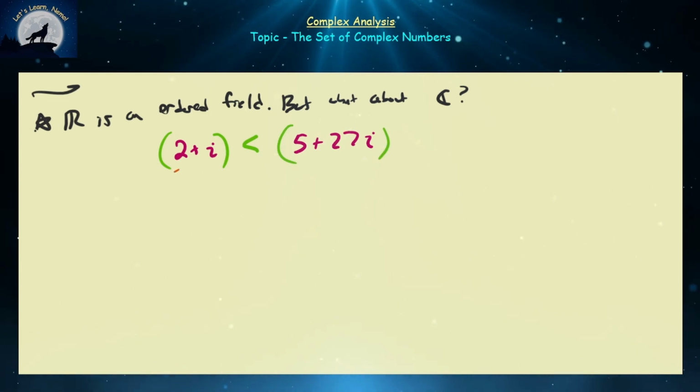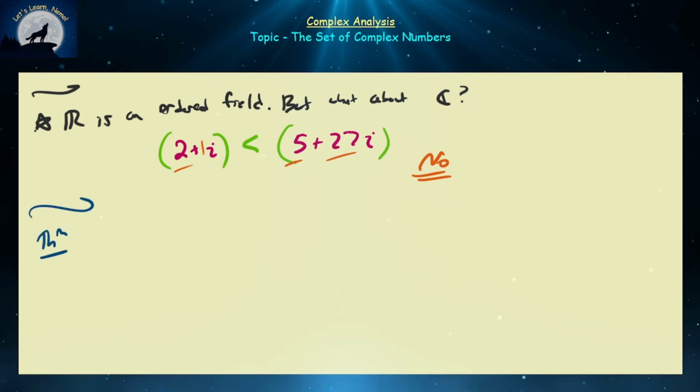You can be like, well, 2 is less than 5, so the real parts satisfy, and 1 is less than 27, so the imaginary parts must satisfy. So can we say that 2 plus i is less than 5 plus 27i? Does this even make sense as it did in the set of real numbers? Actually, no. You can't, right? So that means that's a theorem. That means I should be able to verify that this is indeed true.